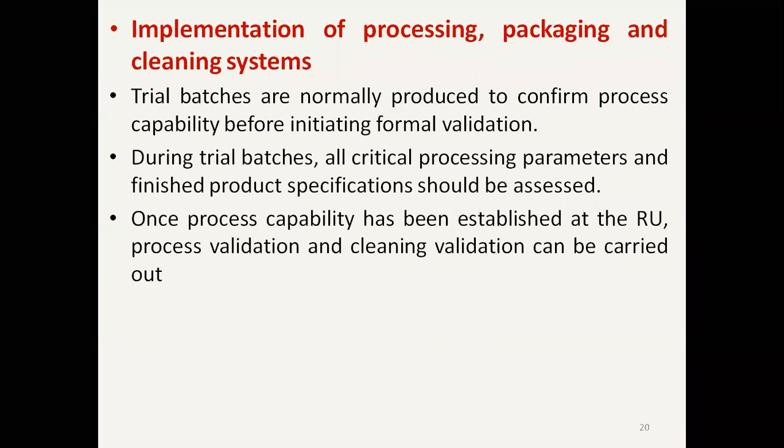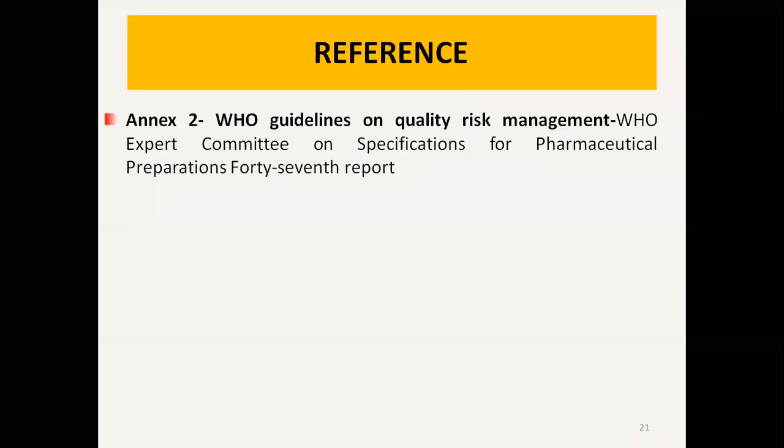Then how we implement this processing, packaging and cleaning system. By doing trial batches, we come to know all these things, and then we go for the validation. Then during the trial batches, all critical processing parameters and finished product specification should be addressed. And once process capability has been established at the RU, process validation and cleaning validation can be carried out. And we can refer to these WHO guidelines for this.